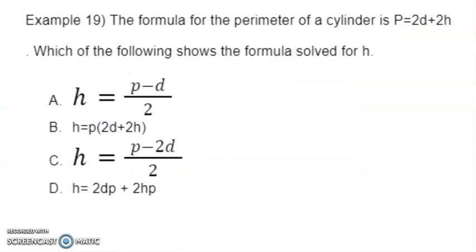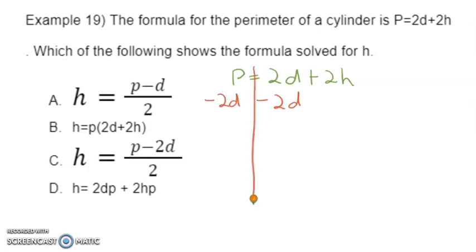Alright, the formula for the perimeter of a cylinder is P equals 2D plus 2H. Which of the following shows the formula solved for H? So what I want to do is solve for H, and I'm going to write my problem as P is equal to 2D plus 2H. So the first thing I'm going to do is subtract off the 2D. So I'll minus 2D on both sides.